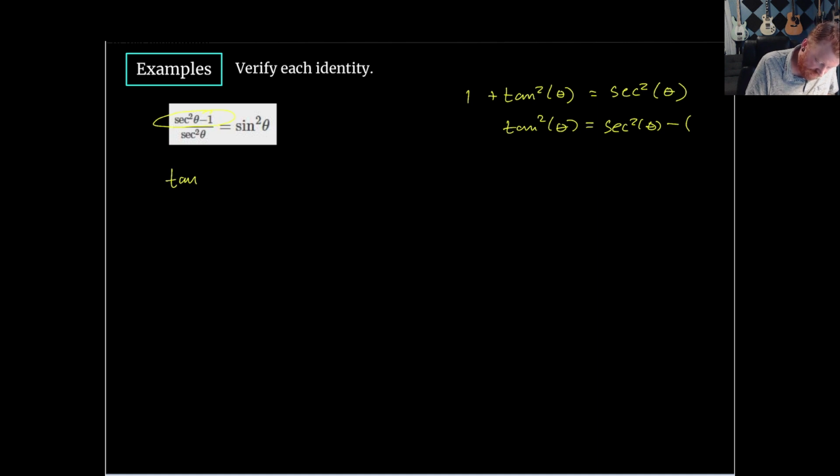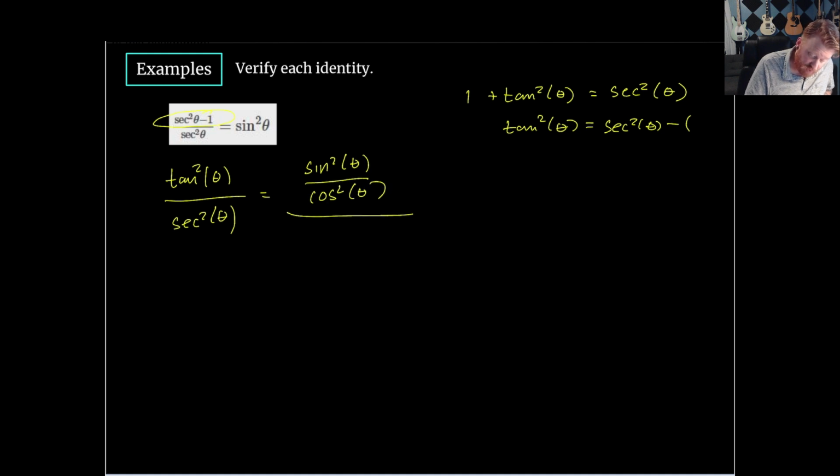We have secant squared theta minus 1, so I can rewrite that as tangent squared theta over secant squared theta. So that's my first step here. Now I'm going to write things in terms of sines and cosines, using either the quotient or the reciprocal identities here. So tangent squared theta I can rewrite as sine squared theta over cosine squared theta. And then I can rewrite secant squared theta as 1 over cosine squared theta.